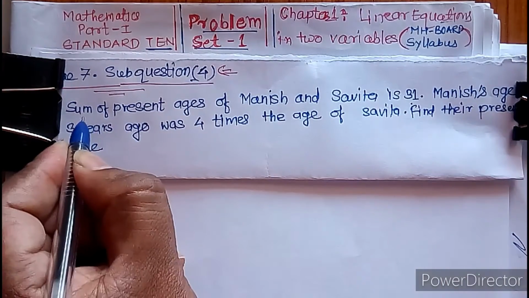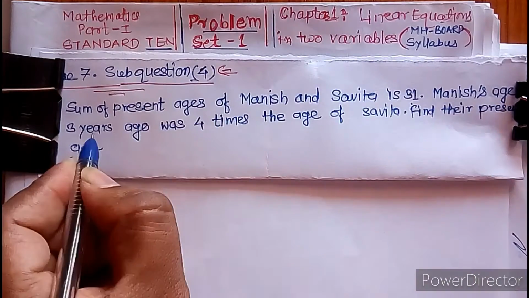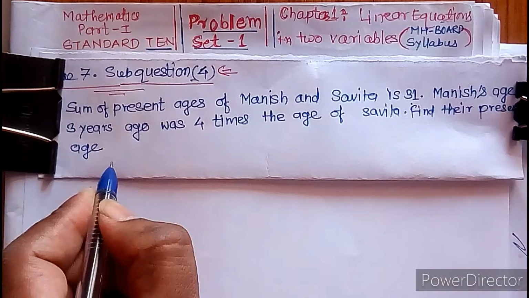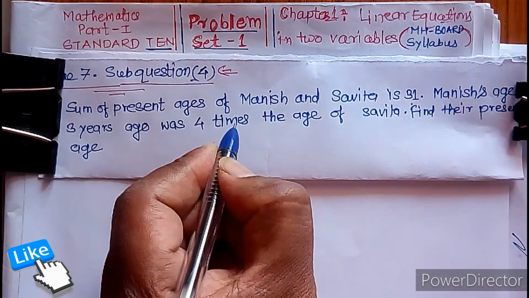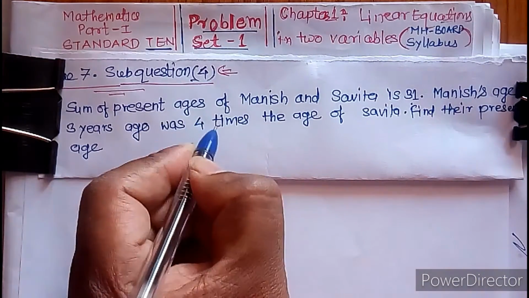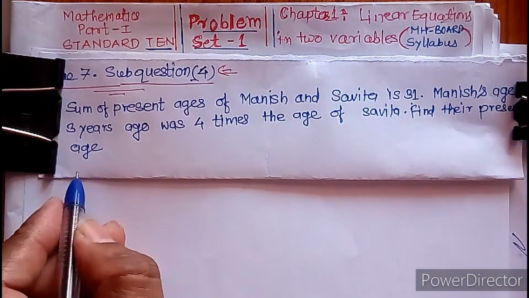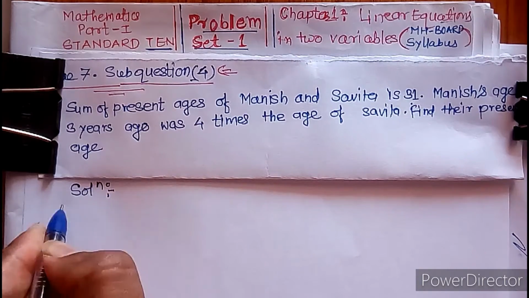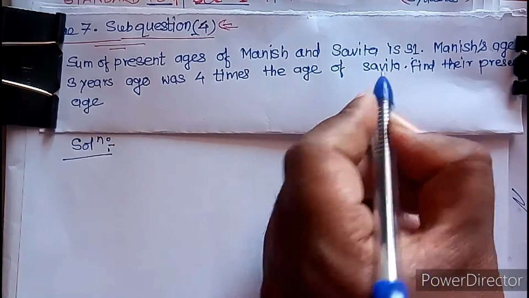Maharashtra board syllabus. The sum of the present ages of Manish and Savita is 31. Manish's age 3 years ago was 4 times the age of Savita. Find their present ages. Here two conditions are provided. From these two conditions we have to make two equations, and by solving them we find the ages of Manish and Savita. Now write down the solution here. We don't know the present ages of Manish and Savita, therefore we have to assume them.